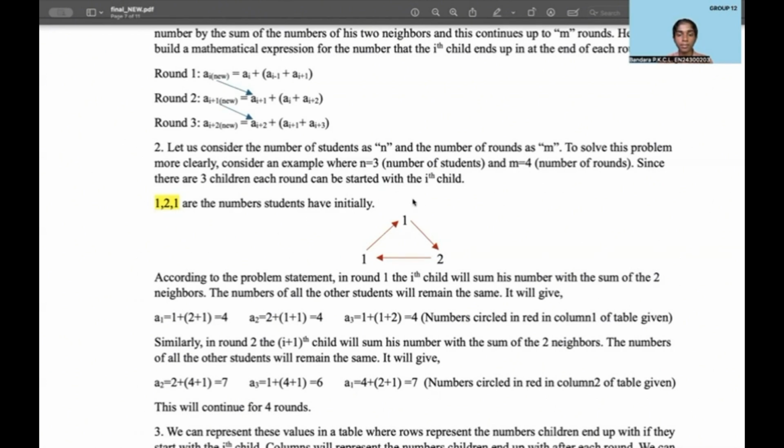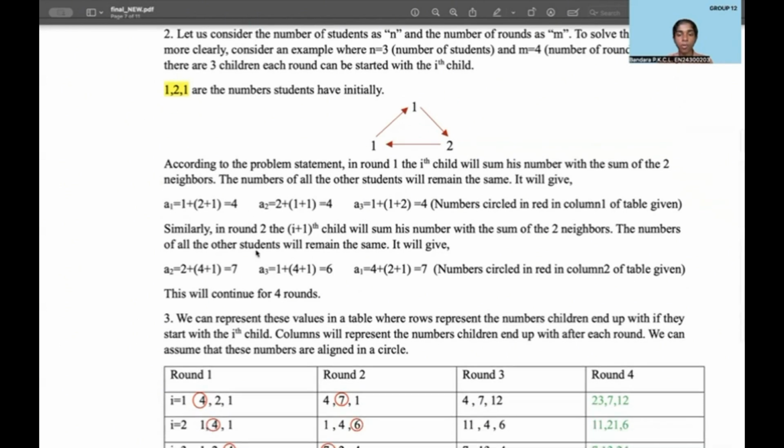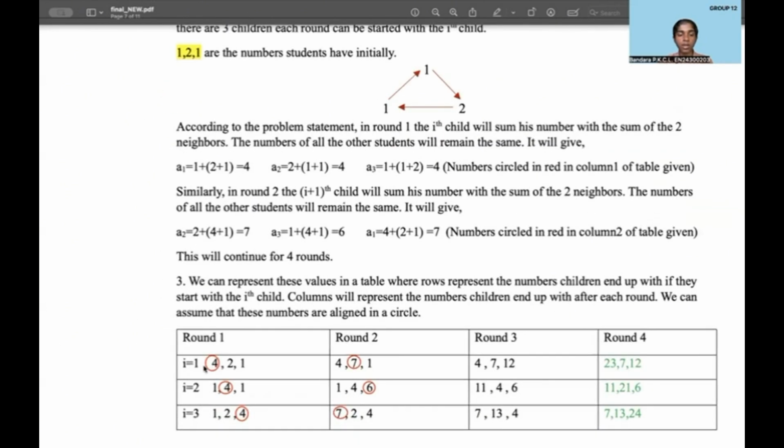It is shown here. According to the problem statement, in round 1, the ith child will sum his number with the sum of the 2 neighbors. The number of all other students will remain the same. It will give A1 equal to 1 plus 2 plus 1. That will be equal to 4. And it is shown in the first column of the table, circled in red. A2 is also equal to 4 and A3 will also be 4. This will continue up to 4 rounds.